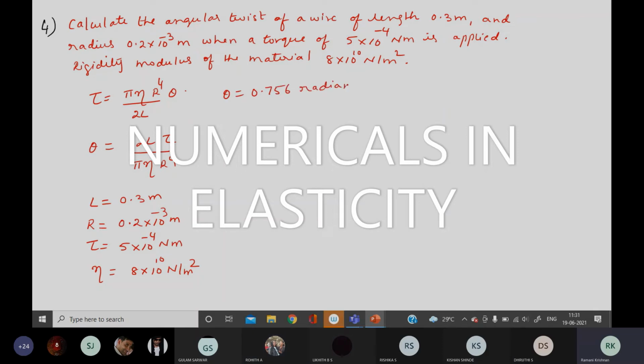Who is this? Name of the student who gave me this answer? No name, huh? 0.756 radian. Who said? Rohit, give your name, ma'am. Rohit. Okay.